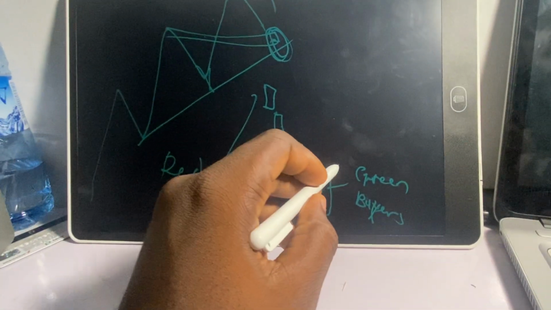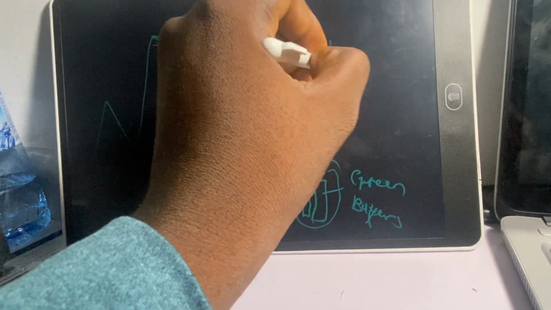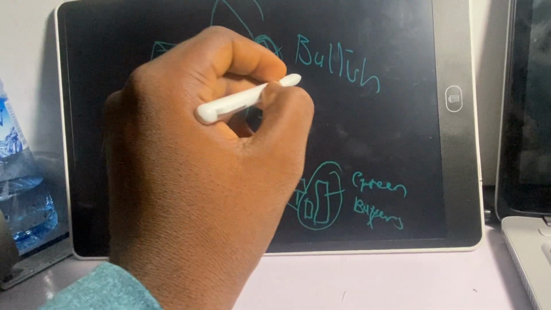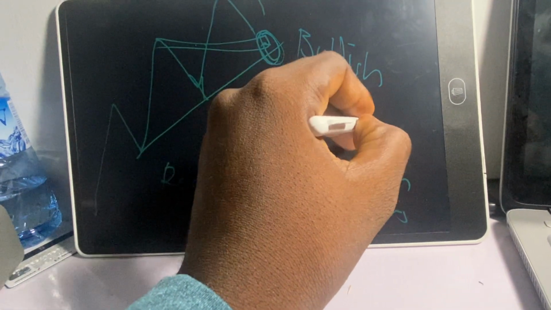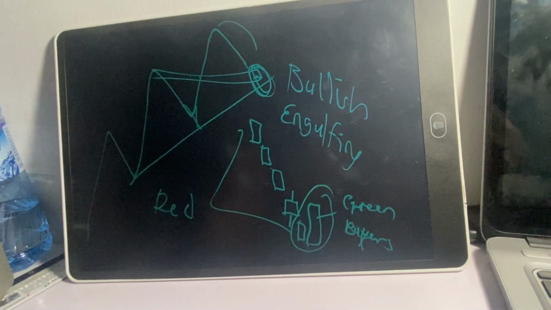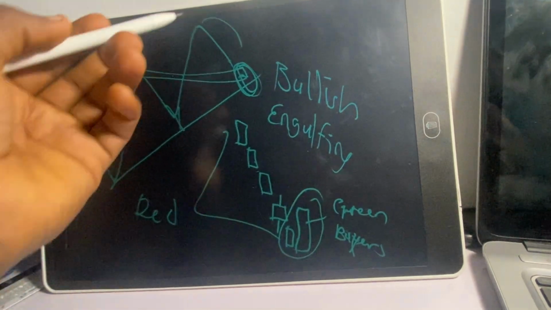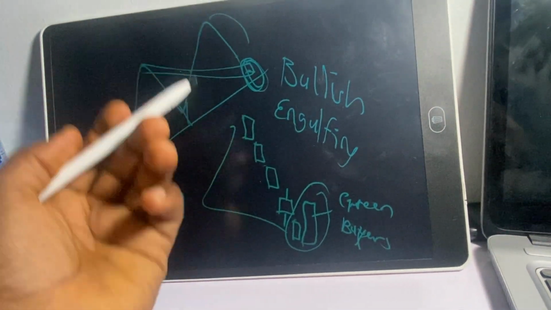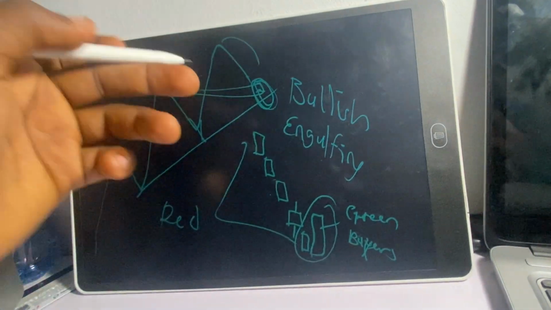So this is a bullish engulfing. And we must look for this bullish engulfing at the end of a retracement, at the end of a downtrend. When we have our zone here, we are expecting the market to retrace so that we can buy.